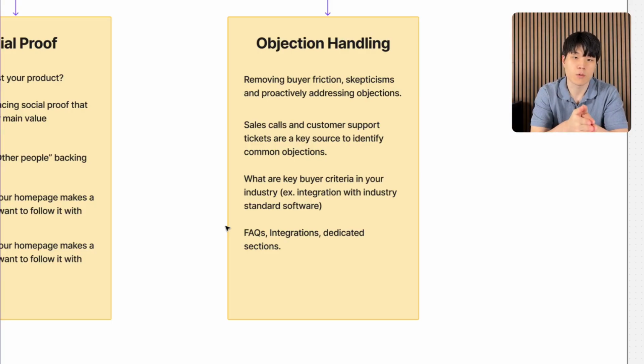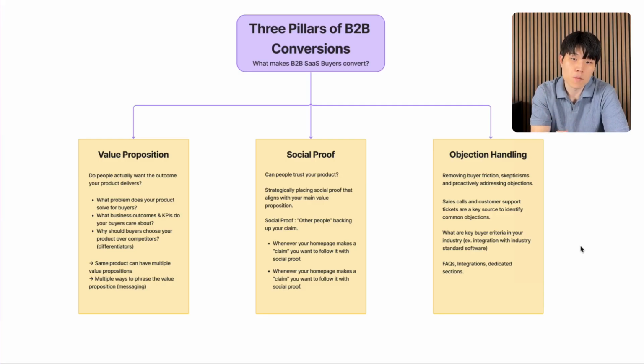Even if they really resonate with your value proposition and want to sign up for your product, if your product doesn't integrate with the rest of their stack, they're not going to be able to. So we don't want to hide this information away in some obscure page on your website, but rather, if it's very important, we want to put it on your homepage. Now let's take a look at the specific homepage structure that uses these three pillars to hook your buyers, build trust, and convert them at a 2.5% plus conversion rate.